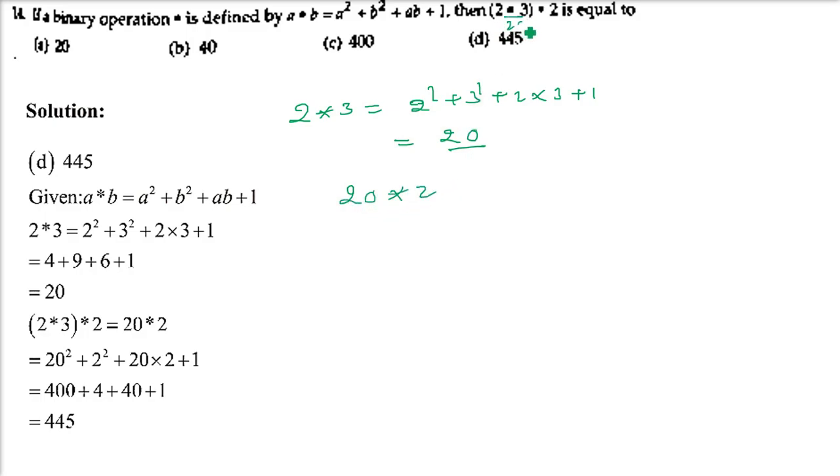Now in place of 2 star 3 it's 20. Now we'll operate this with 2. So 20 square plus 2 square plus 20 into 2, which is 40, plus 1. Let us compute it. It will be 445. D is the answer.